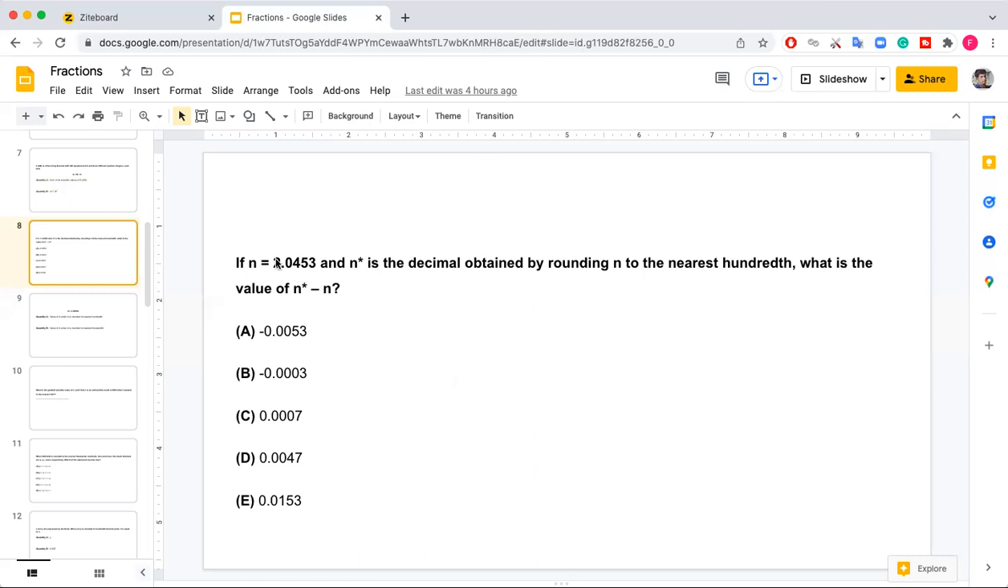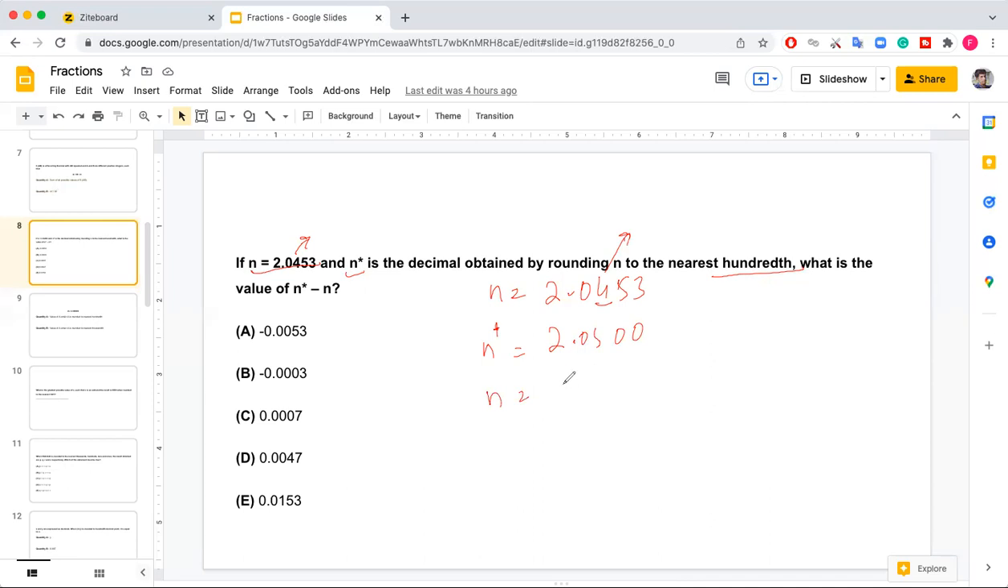The question says we have n is 2.0453, and n star is the decimal obtained by rounding n to nearest hundredth, right? We are rounding to nearest hundredth. We have n equal to 2.0453, and if we round to nearest hundredth, what will this become? 2.05. 2.0500. And we are asked n star minus n.